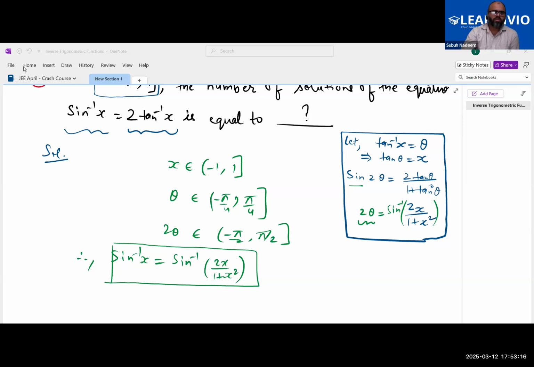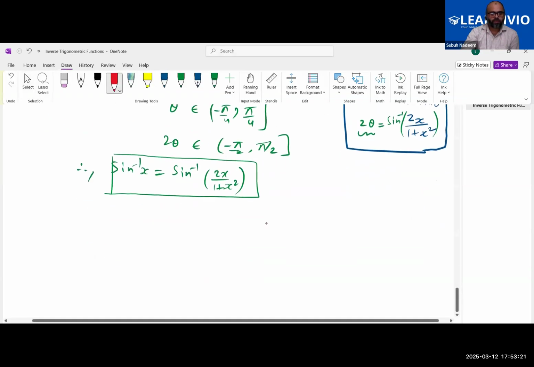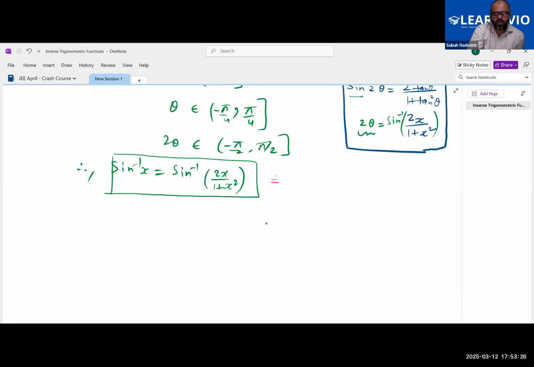Now there is not much to do here. As you can see, sine inverse x is equal to sine inverse of 2x by 1 plus x square. So you can remove sine inverse from both sides, or you take sine on both sides. So this becomes x is equal to 2x by 1 plus x square. So we multiply: x into 1 plus x square is equal to 2x, and don't cancel x because that will also give you a root. So x into 1 plus x square minus 2x is equal to 0.